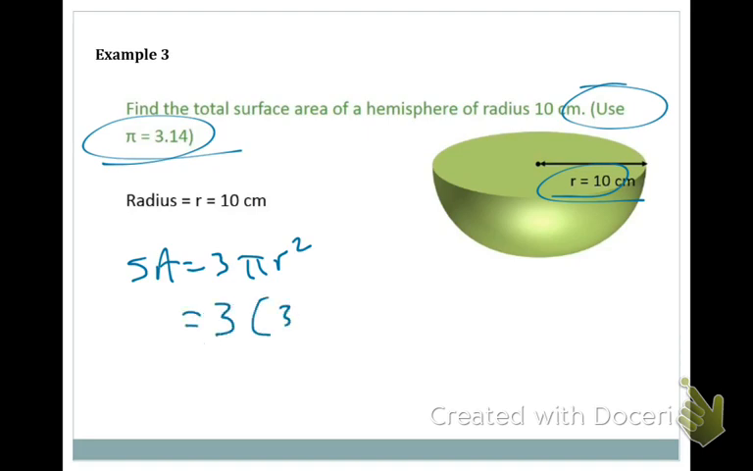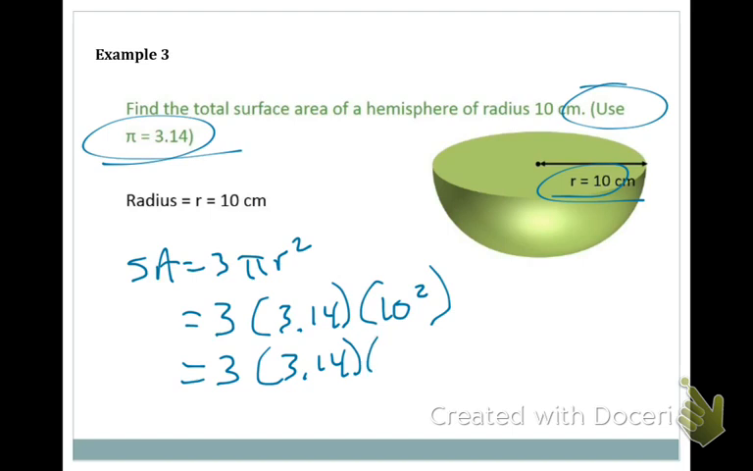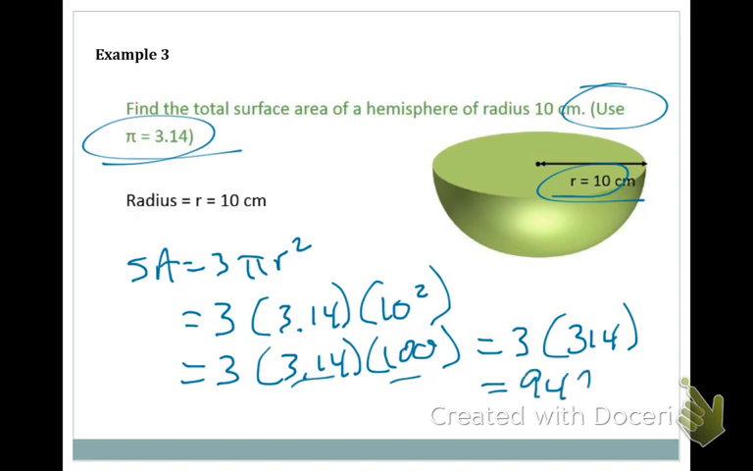So we take 3 times 3.14, because that's what it says it wants us to use for pi. And the radius is 10, and so we're going to square that. So obviously 10 squared is 100. If you take 100 times 3.14, you get 3 times 314. You multiply that, and you get 942 square centimeters. Okay?